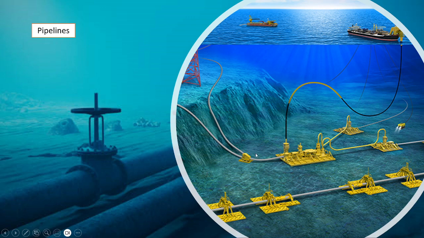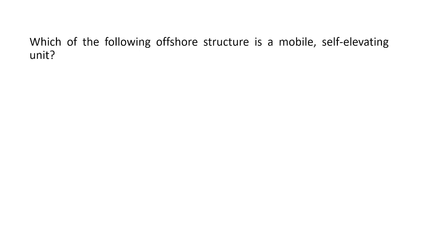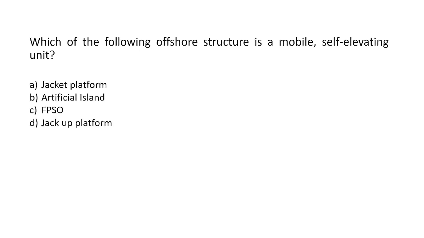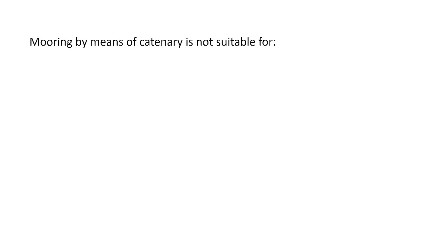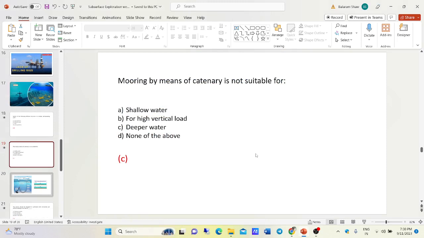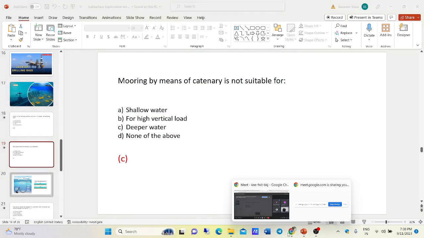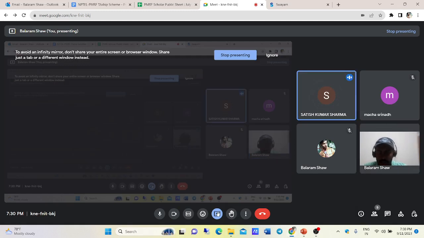Okay, moving to the question: which of the following offshore structures is a mobile self-elevating unit? Jacket platform, artificial island, FPSO, or jackup platform? Jackup, yeah, correct, because the jackup platform is the mobile and self-elevating unit. The next question is on mooring. Mooring we have not done yet. First we'll understand what mooring is, then we'll come here.